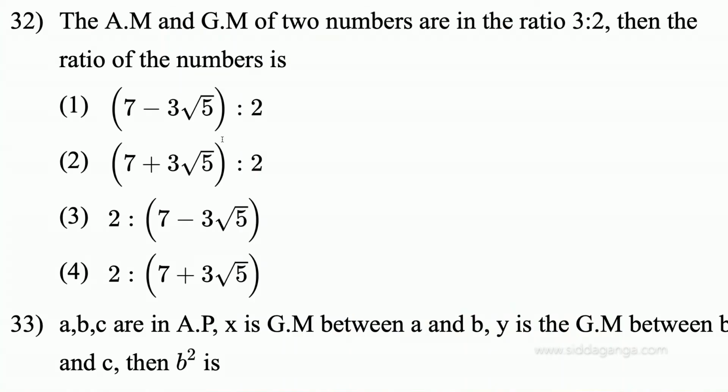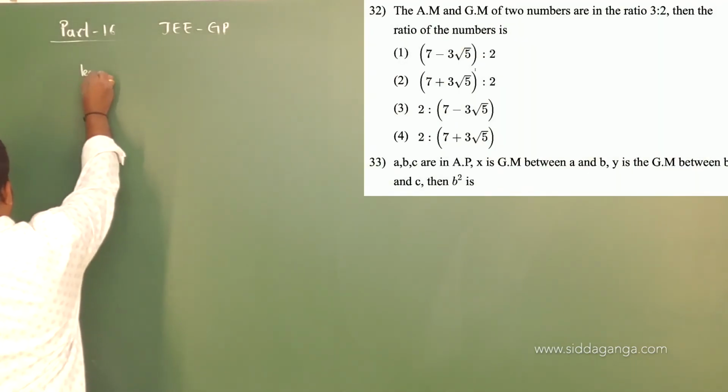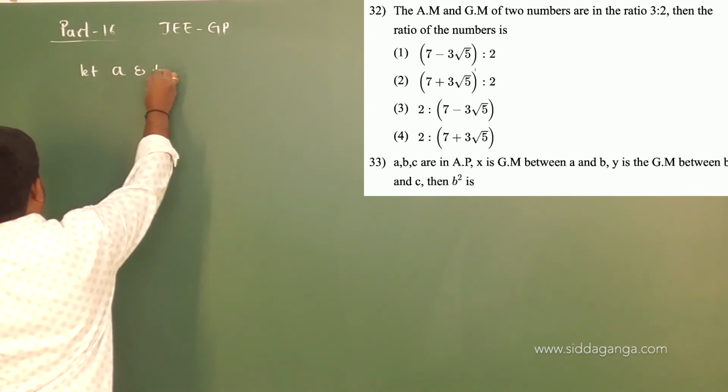Right. So question number 32. AM and GM of two numbers are in the ratio 3:2. Then the ratio of the numbers is, yes, here we have two numbers. Let me take A and B. The ratio of their AM, arithmetic mean, and the geometric mean is given, that is 3:2. Then what? The numbers are in the ratio what? Let A and B be the numbers.